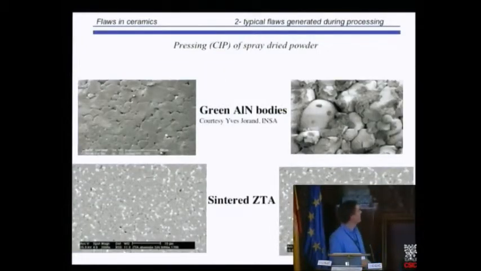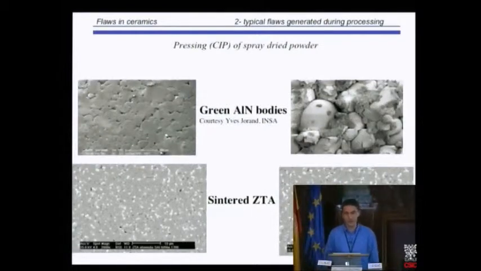Here is a green body of aluminum nitride. So it's a green body obtained from cold isostatic pressing of a spray-dried powder. So it's a critical case. Here are lab scale samples just to show that with these granules, which were too strong, it was impossible to press them correctly, so they do not deform, and the green body has a lot of defects of that kind.